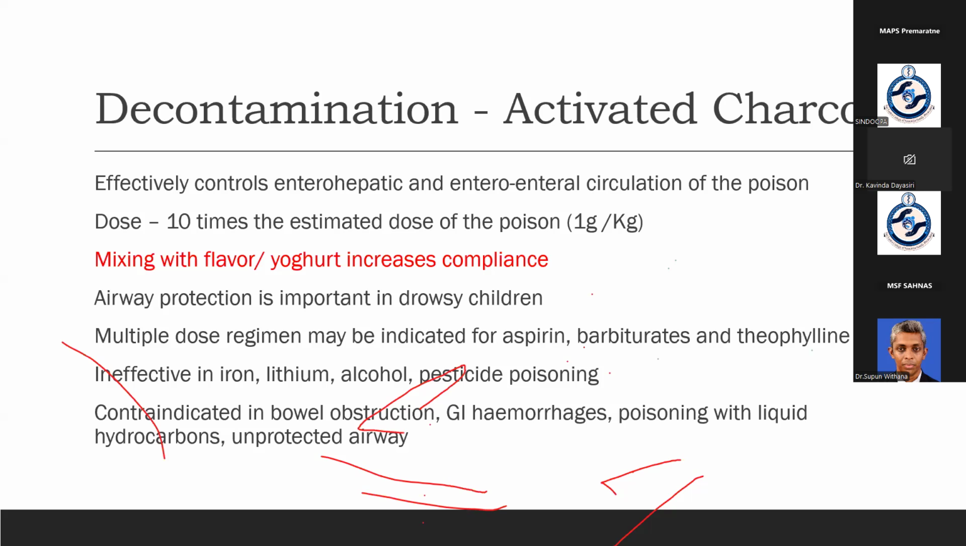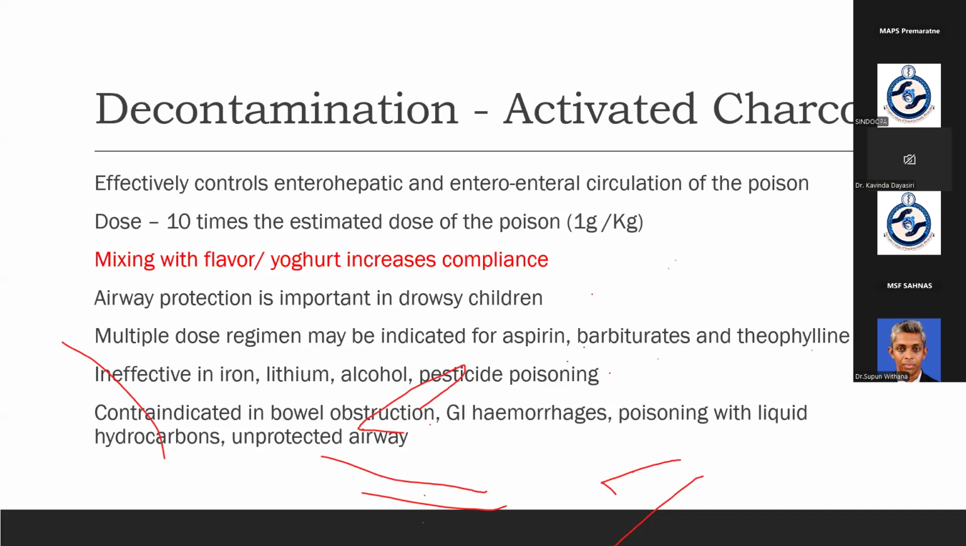If you are administering activated charcoal to a drowsy child, airway must be protected. And sometimes there are indications to administer multiple dose activated charcoal for drugs with a prolonged absorption time, like extended release aspirin, theophylline. When ingested by a child or a teenager, you can consider administering multiple dose activated charcoal.